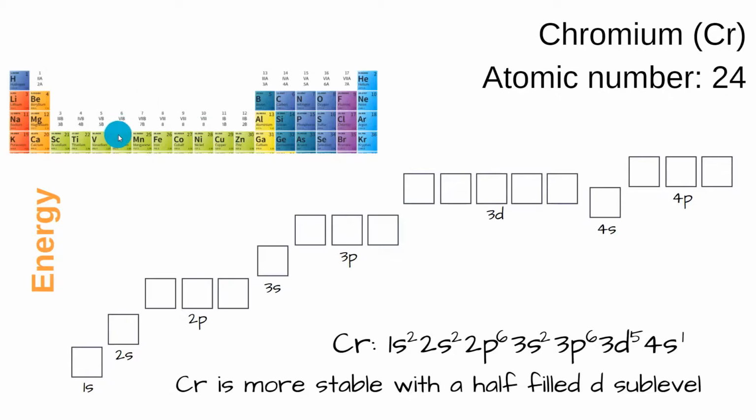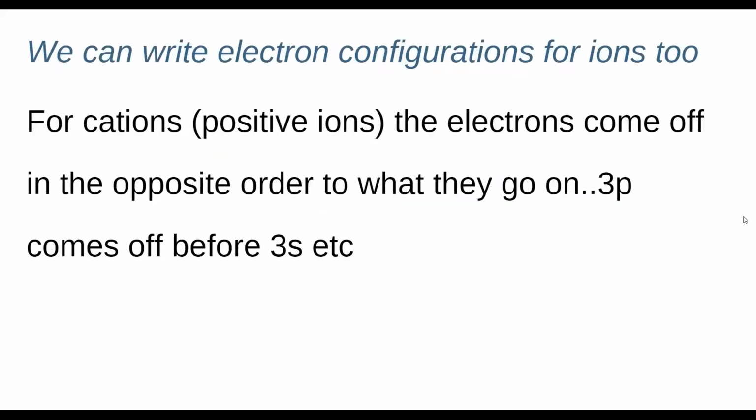Copper and chromium don't follow the rules, and it's because they're one off having either a half filled or a full 3d orbital. And usually in the exam, you're asked to write 3 to 5 electron configurations for atoms and ions, and usually either copper or chromium pops up as an exception to see if you know those exceptions.